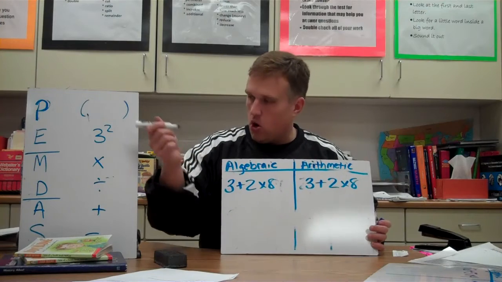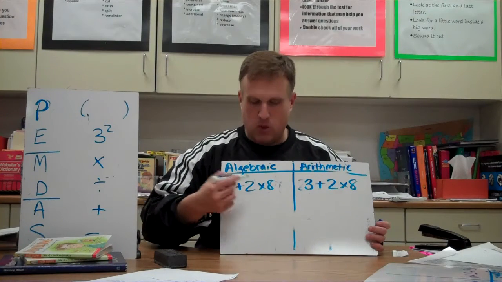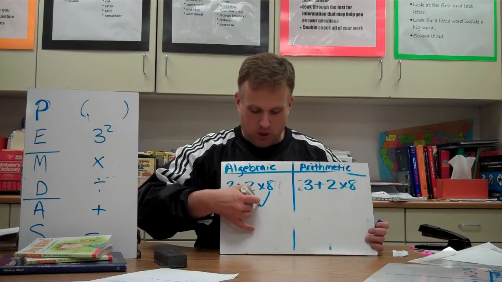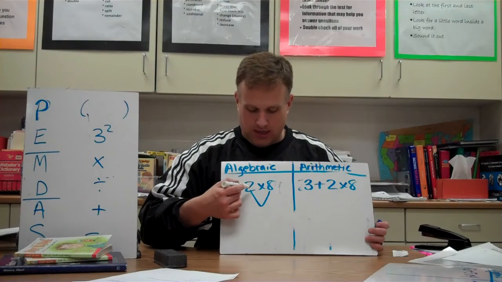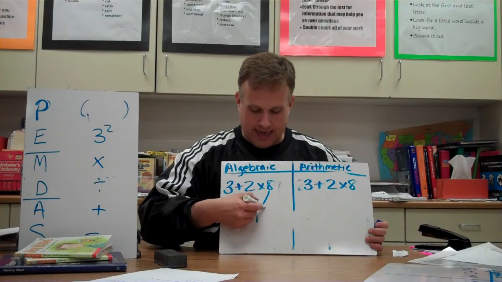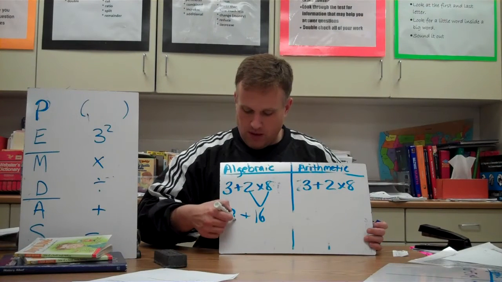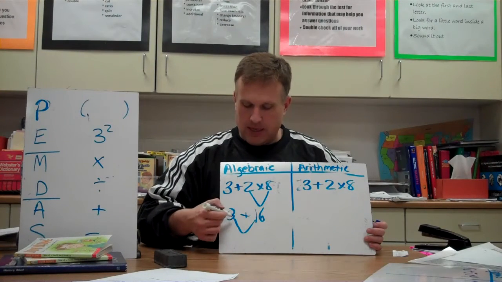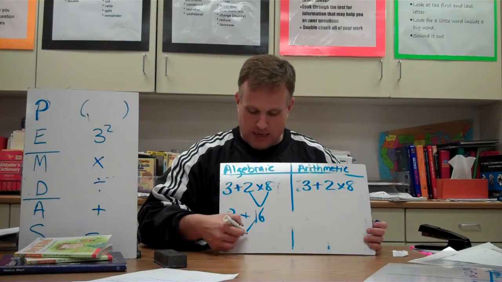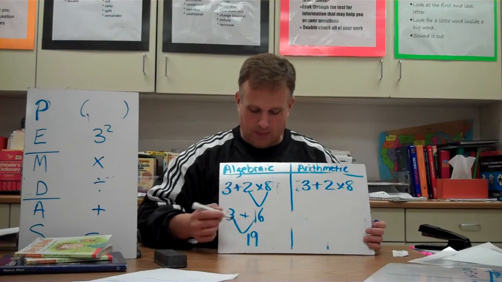Okay, so using our order of operations, we have addition, multiplication. We know that we will do the multiplication first. So 2 times 8 is 16. Okay, we rewrite the problem, and then our last step is 16 plus 3. Okay, 16 plus 3 is 19.